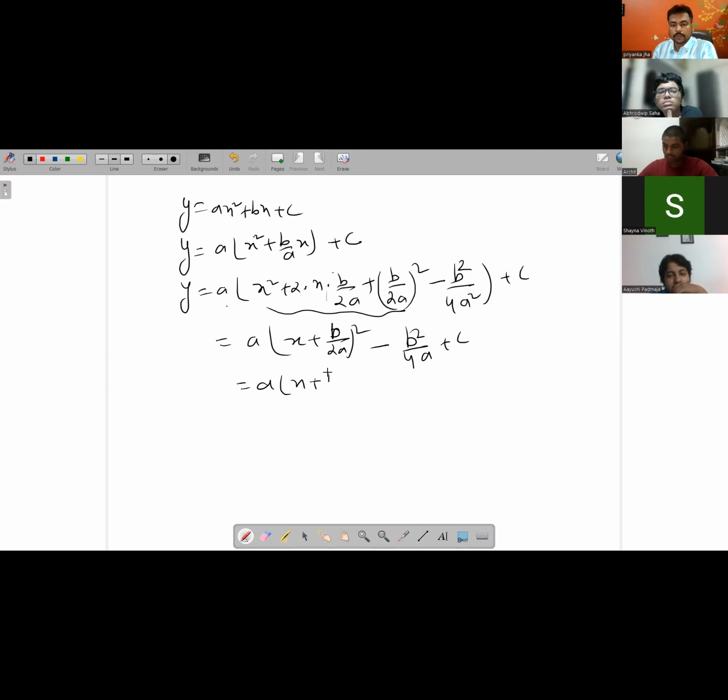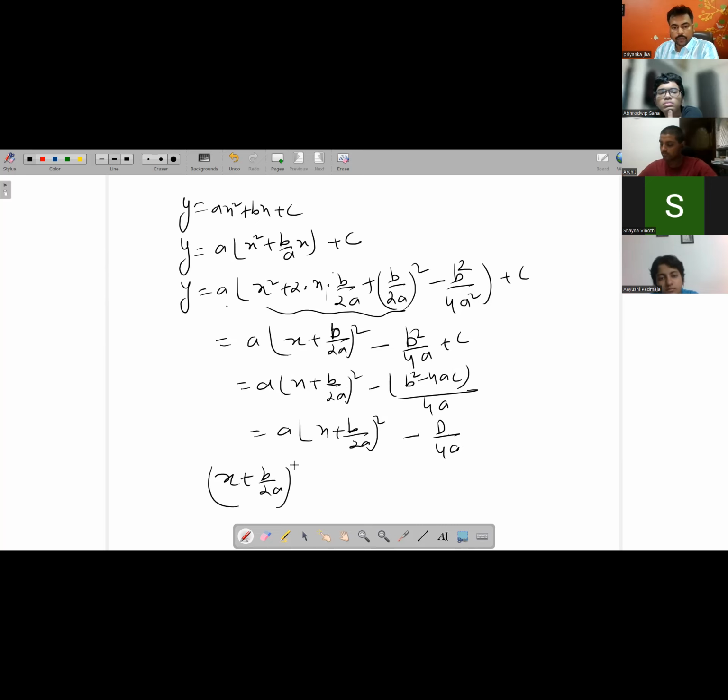x plus b by a whole square minus b square minus 4ac upon 4a. So this is your x plus b by 2a whole square. This is your D, discriminant, upon 4a. So bring this to the left side. So it will be x plus b by 2a whole square equal to 1 upon a into y plus D by 4a.